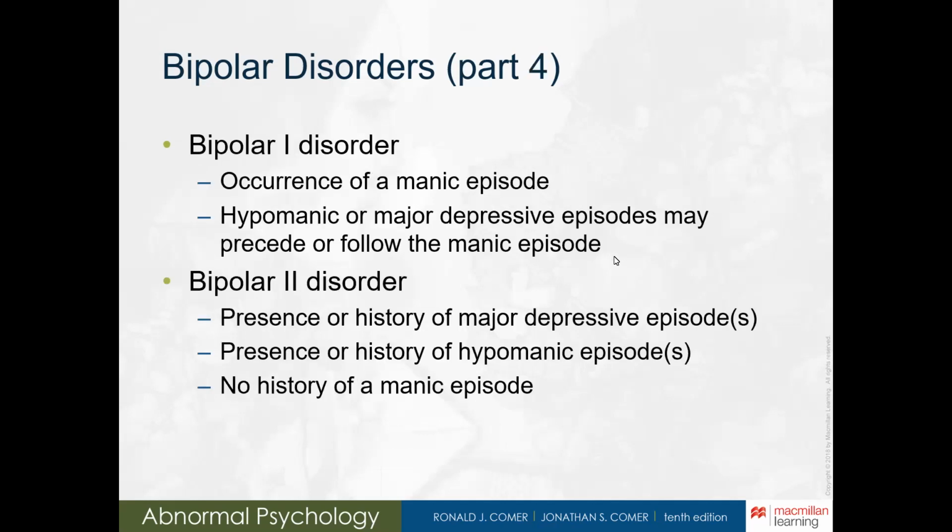So, what's the difference between bipolar 1 and 2? So, bipolar 1 is where there's the occurrence of a manic episode, and hypomanic or major depressive episodes may precede or follow the manic episode. Whereas in bipolar 2, there's the presence or history of major depressive episodes as well as hypomanic episodes, but there's no history of a manic episode itself.